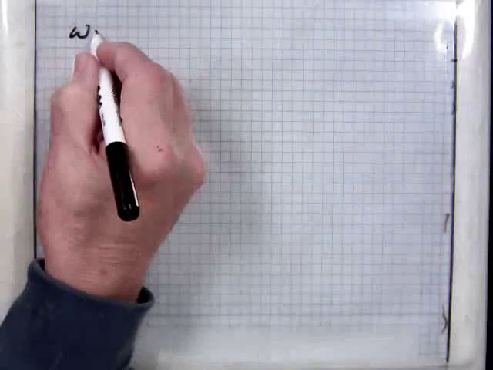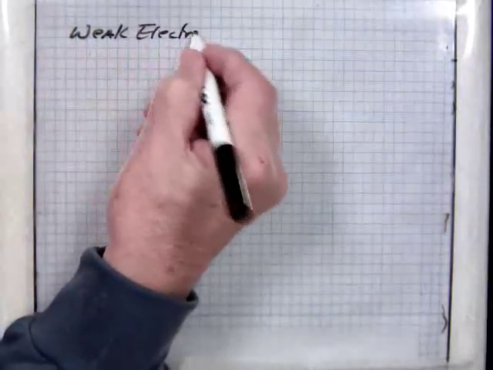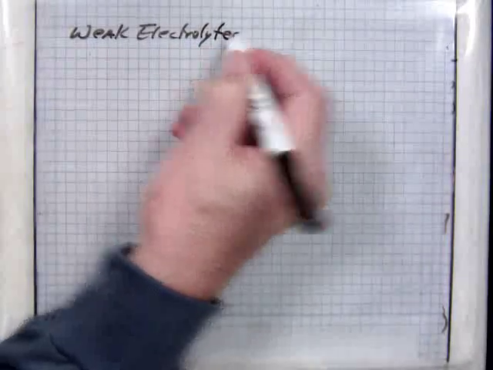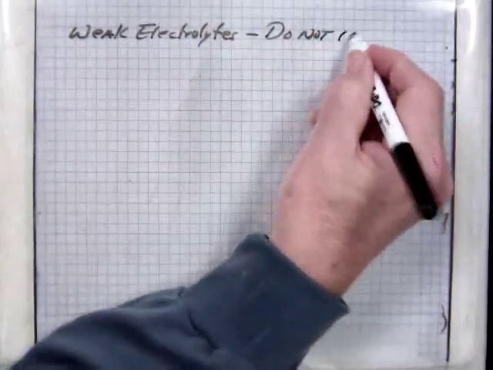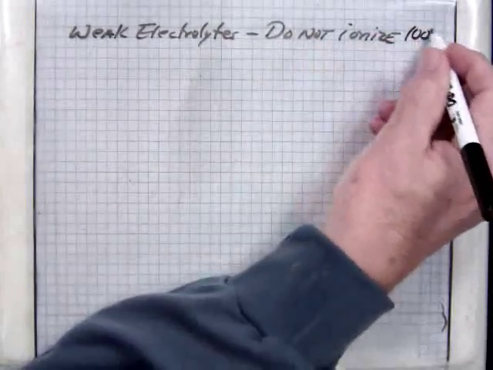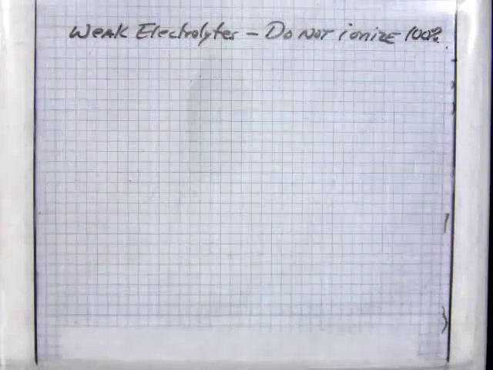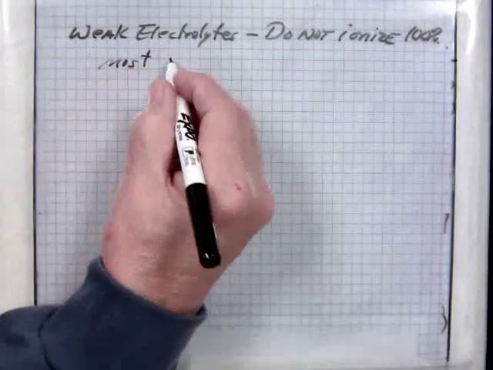Weak electrolytes in general do not ionize 100%. Most of them will ionize about 1 to 2%.